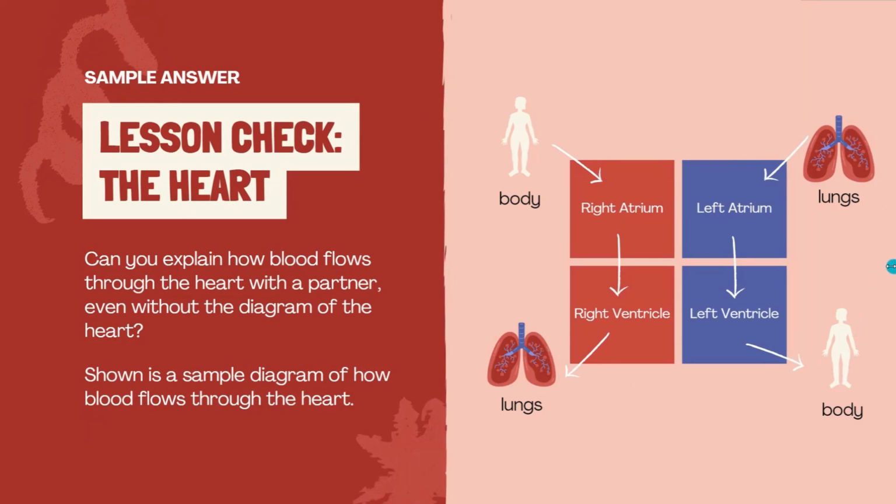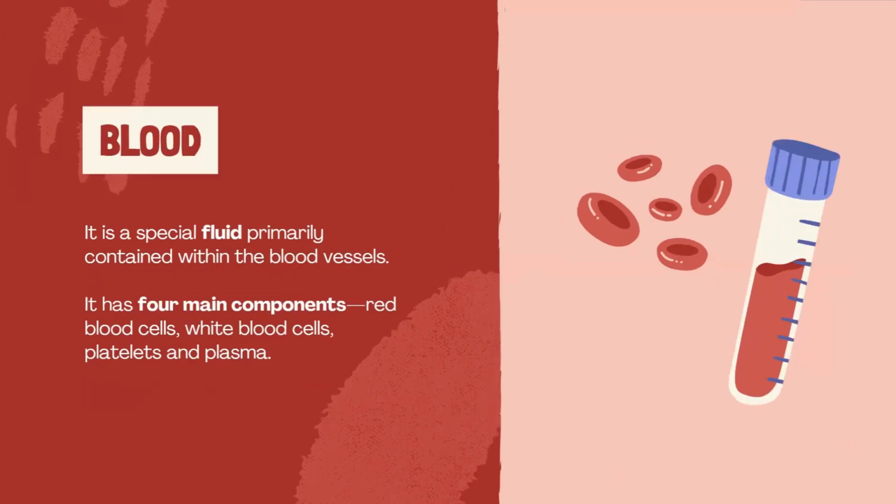Oh, blood. What is blood? That takes us to the next part where we'll be looking at blood. Blood is a special liquid primarily contained within the blood vessels. It has 4 components, namely red blood cells, white blood cells, platelets, and plasma. This blood and its components have different functions. Each of those components has its own function.